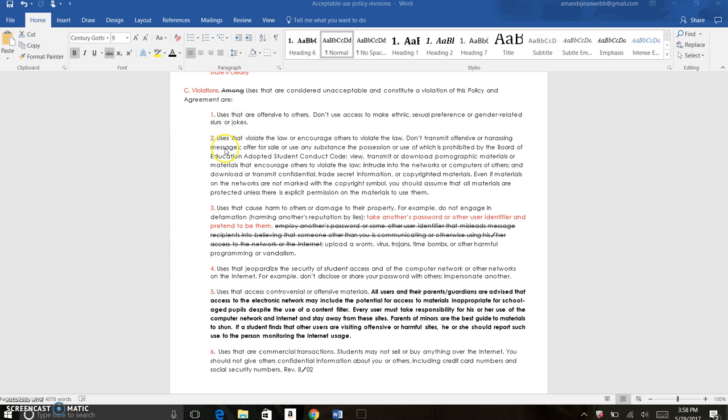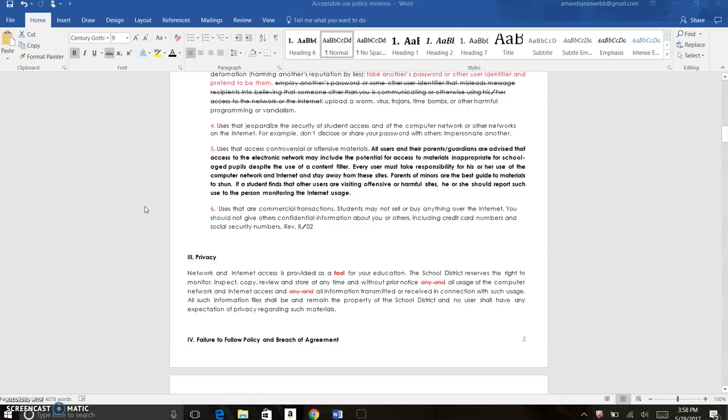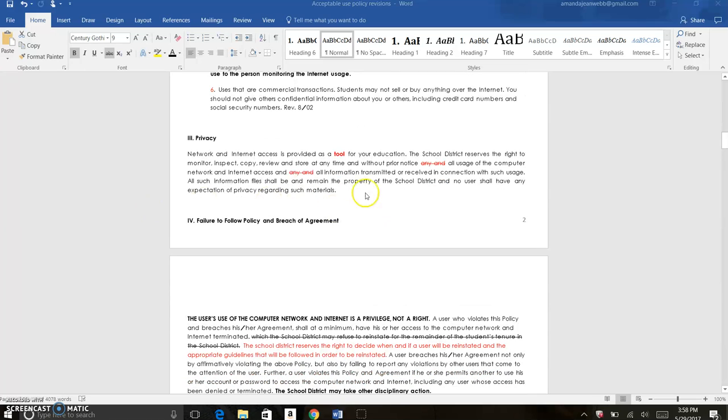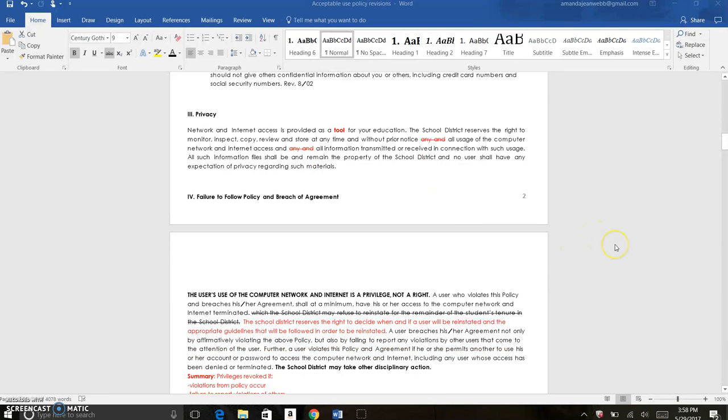Because these statements were up above with the netiquette, I did have to change the numbers. So the numbers are in red because of those changes. Down in privacy, I felt like the word tool needed to be bolded, so I did change that. And then I took out the words any and. It just made more sense just to say the word all instead of adding that any and.